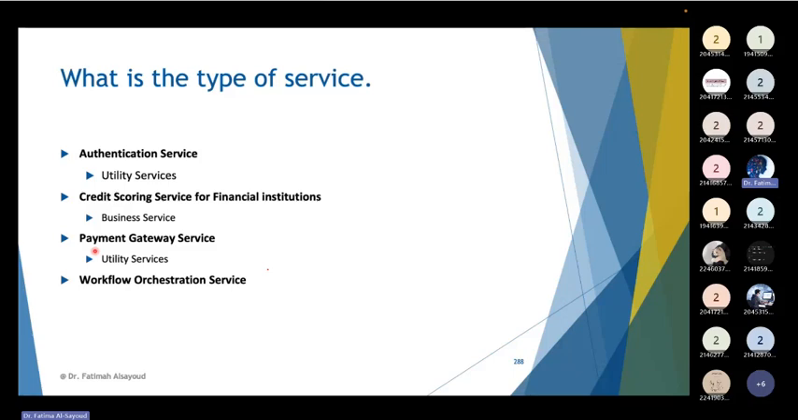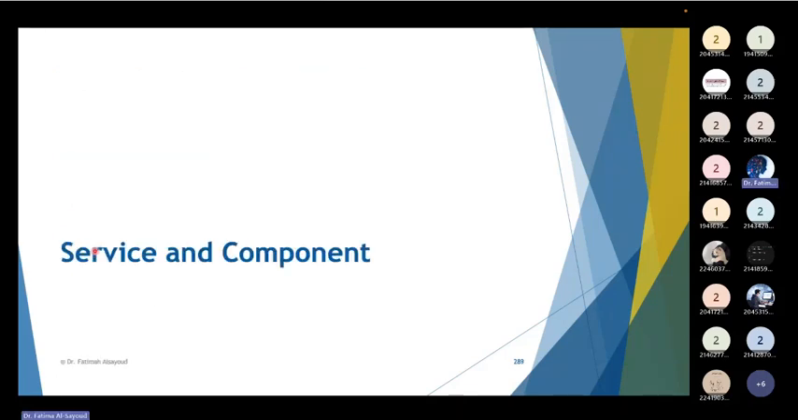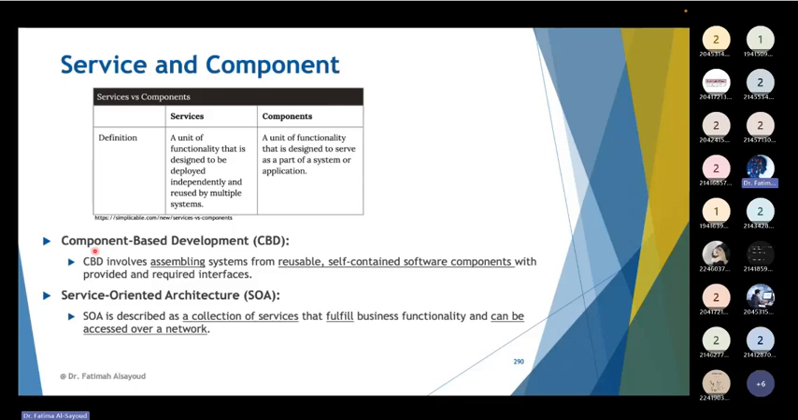The last one, it's already saying it in the sentence: the workflow cohesion services. We have services that deal with cohesion. Cohesion means you have different services working together in a good, appropriate way. We call it cohesion. Now, to distinguish between them, we know what a component means and what a service means. How are we going to differentiate between them? How are they different from each other?